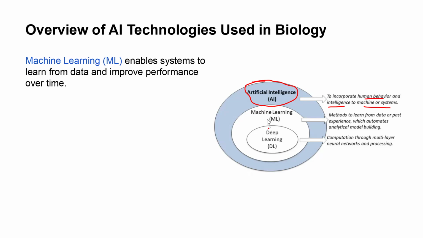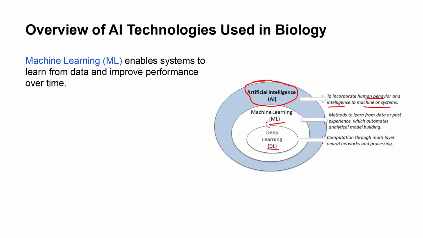And then as we can see from here, this is machine learning. Machine learning is a subset of artificial intelligence, and it is a method that tries to learn from data or past experience, which automates analytical model building. So you can see it usually learns from data or past experience, which automates analytical model building.